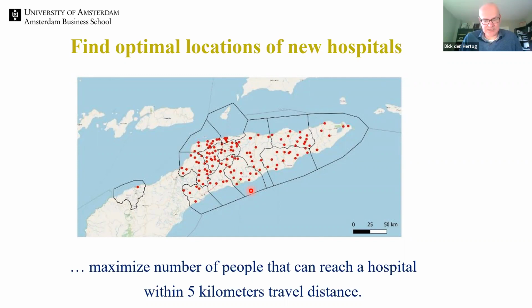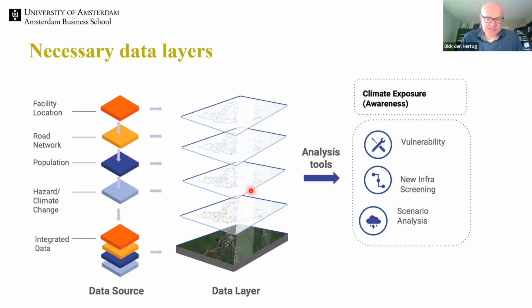So we used a lot of data for this model that we developed. Data about the current facilities, the current centers, but also potential locations of centers. Of course, a lot of data about road networks, about the population, about all kinds of data about floods and rain. And we integrated that data into the model.